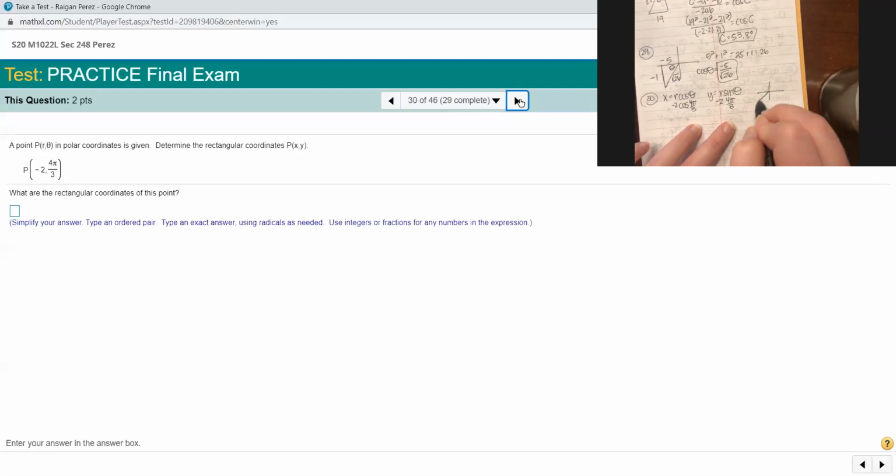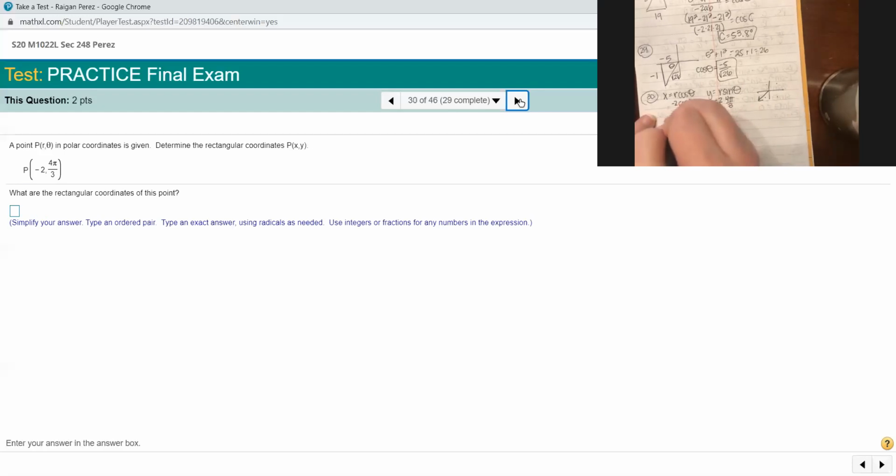Okay, 4 pi over 3 lands right here. All students take calculus, so both of these are going to be negative. So I'm going to do -2 times a negative, and -2 times a negative. Then pi over 3 gives square root of 3, 1, and 2. So sine of pi over 3 is square root of 3 over 2, and cosine of pi over 3 is 1 over 2. Here the negatives cancel and the 2's cancel, so you get 1 for your x. For y, the negatives cancel, the 2 cancels, and you get square root of 3. So my answer is (1, square root of 3).